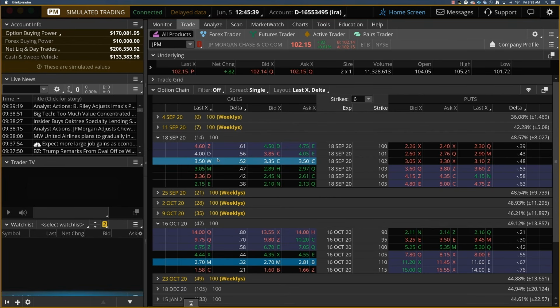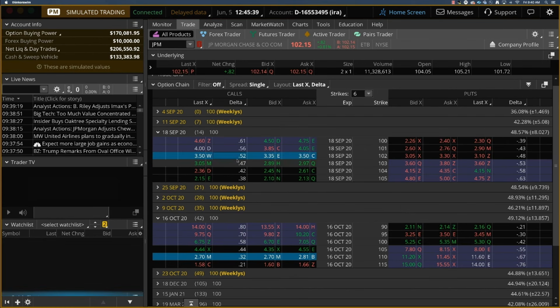What you'll notice is if the investor were to sell the 102 strike, the probability of the stock closing above that strike by a penny is 52. If the investor were to sell the 103, 47% chance to close above the 103. And if the investor were to sell the 105, what you'll notice is it's a 38% chance. So there's a correlation here: higher probability of closing above the strike price, there's also a higher premium. Lower probability of closing above the strike price, lower premium.